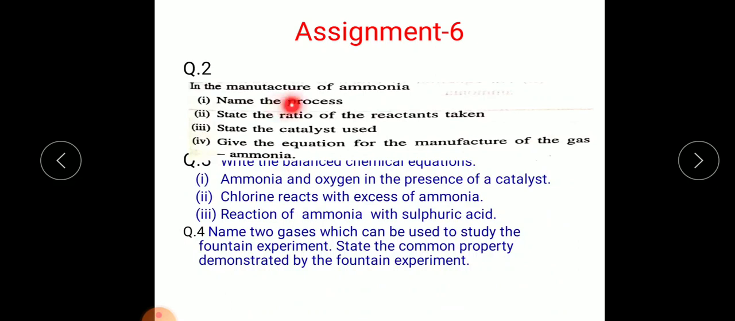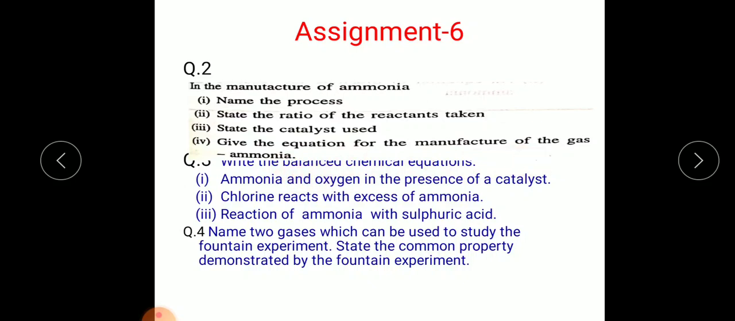Question number 2: in the manufacture of ammonia, number 1, name the process. Number 2, state the ratio of the reactants taken. Number 3, state the catalyst used. Number 4, give the equation for the manufacture of the gas, that is ammonia.